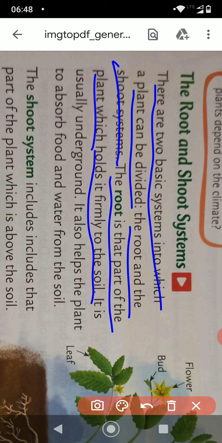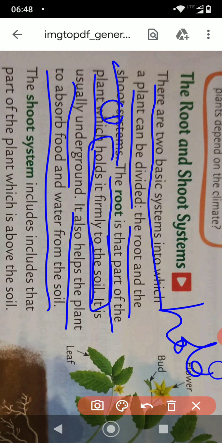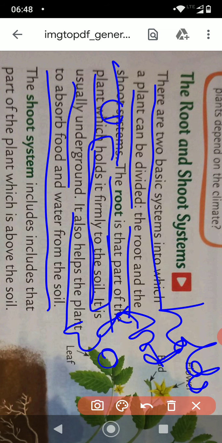It is usually underground. It also helps the plants to absorb food and water from the soil. So there are two functions. What are the two functions of the roots? The first function of the root is that it holds the plant firmly to the soil. Number one, it holds the plant firmly. Second, it helps the plant to absorb food and water.